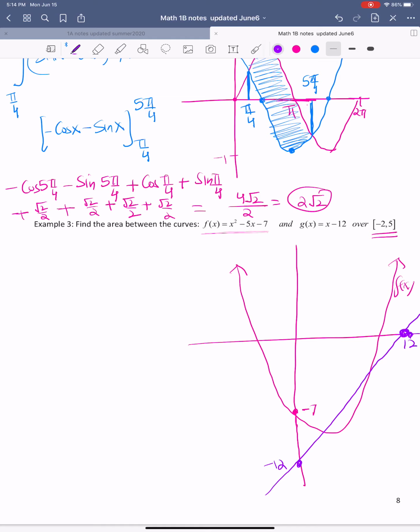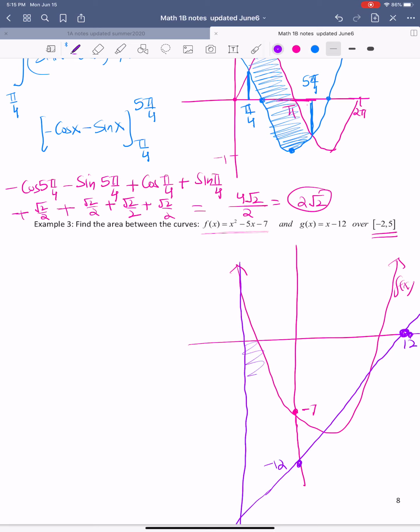Okay. Now, the interval over which we are looking for the area is between negative 2 to 5. So let's say negative 2 is about here.